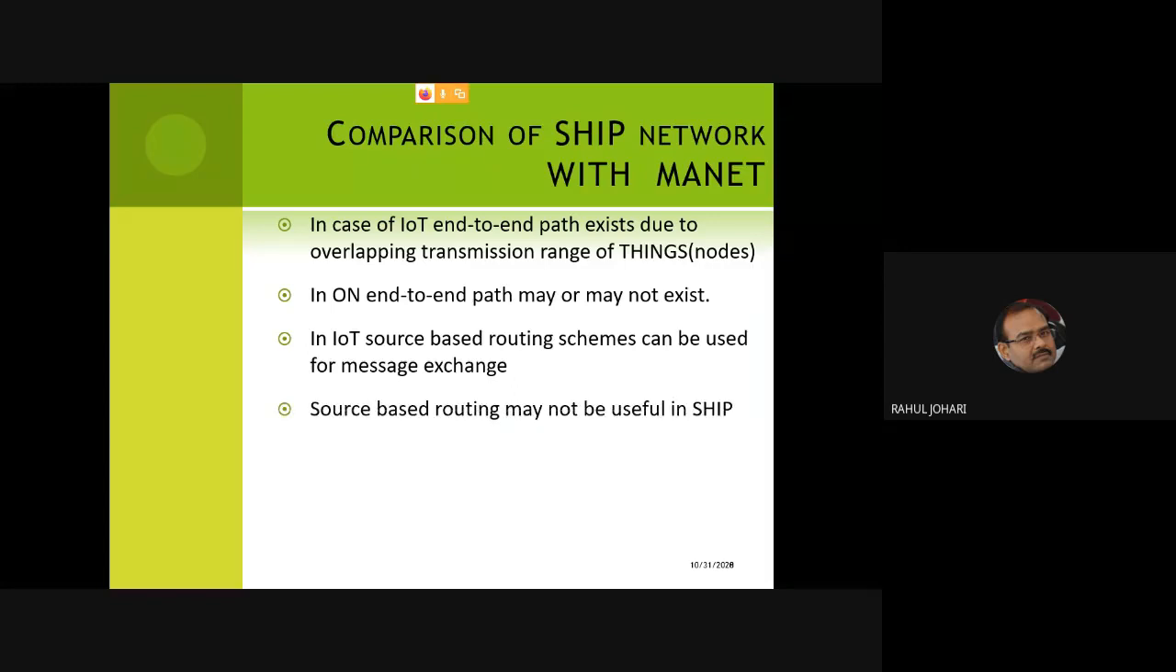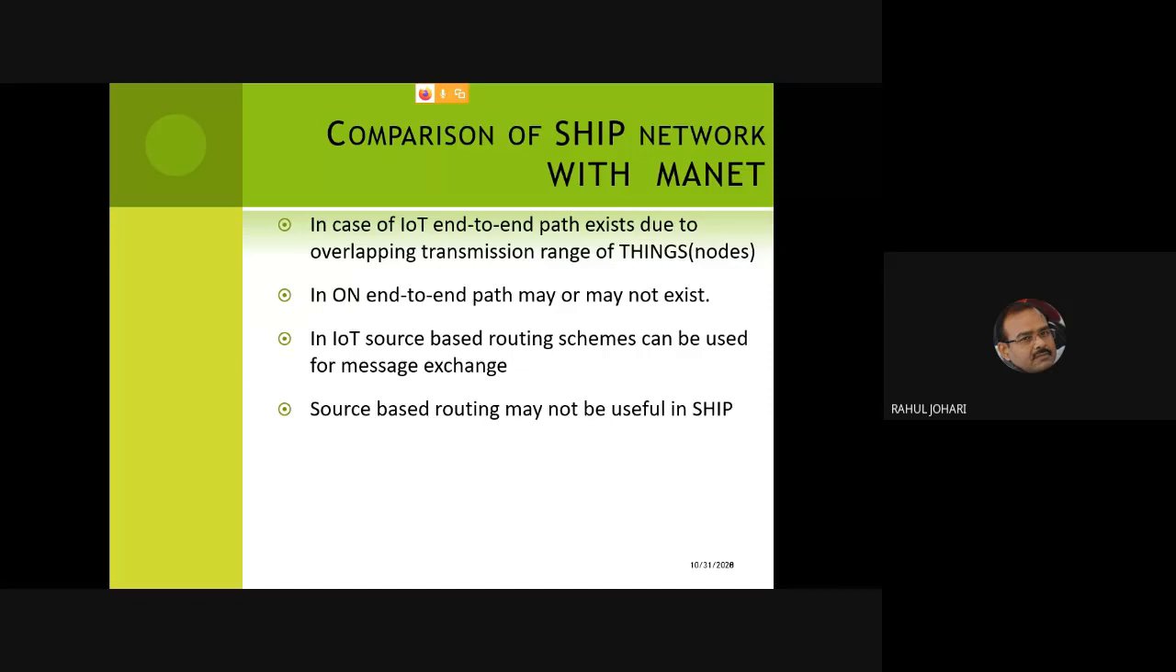So source-based routing schemes are not very useful in the SHIP network for the simple reason that the networks are partitioned, the nodes are very far off from each other, and intermittent connectivity is supported. So we do not prefer to use source-based routing schemes.